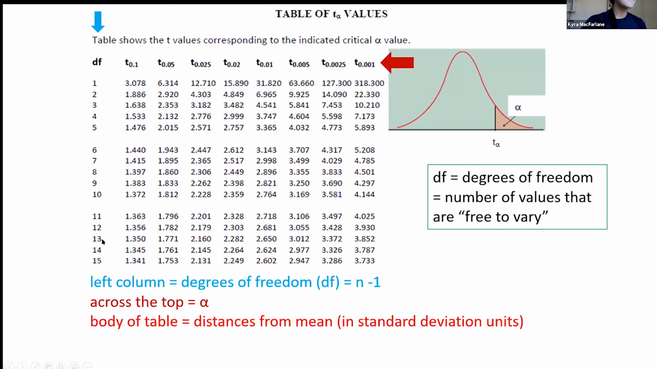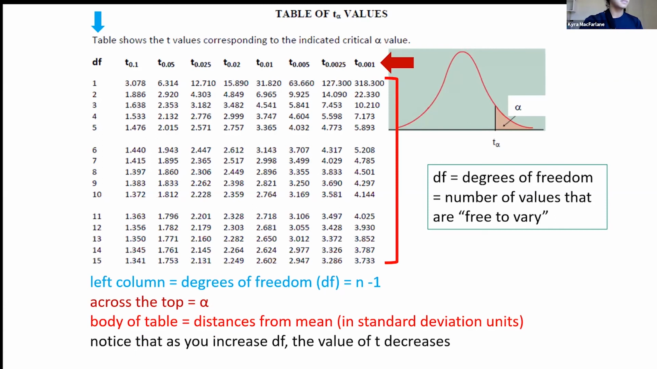The body of the table is, again, distances from the mean in standard deviation units. So it's the same thing as z-scores. It's just the table is set up a little bit differently. And you'll notice that as you increase your degrees of freedom, the value of t decreases, the number of standard deviations decreases.